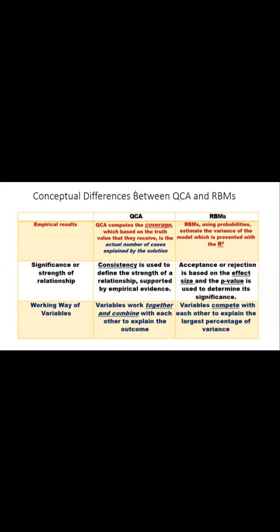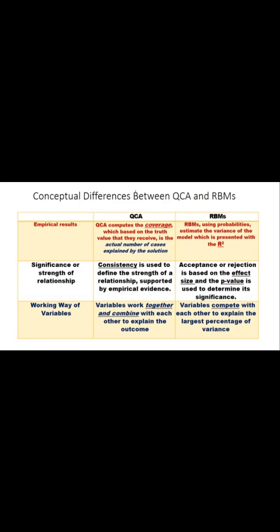Empirical result. QCA computes the coverage which, based on the truth value that they receive, is the actual number of cases explained by the solution. BRM, using probabilities, estimates the variance of the model, which is represented by R square. Significance or strength of relationship. We check the strength of the relationship with the consistency, which is used to define the strength of the relationship supported by empirical evidence. Acceptance or rejection is based on the effect size, and p-value is used to determine its significance.